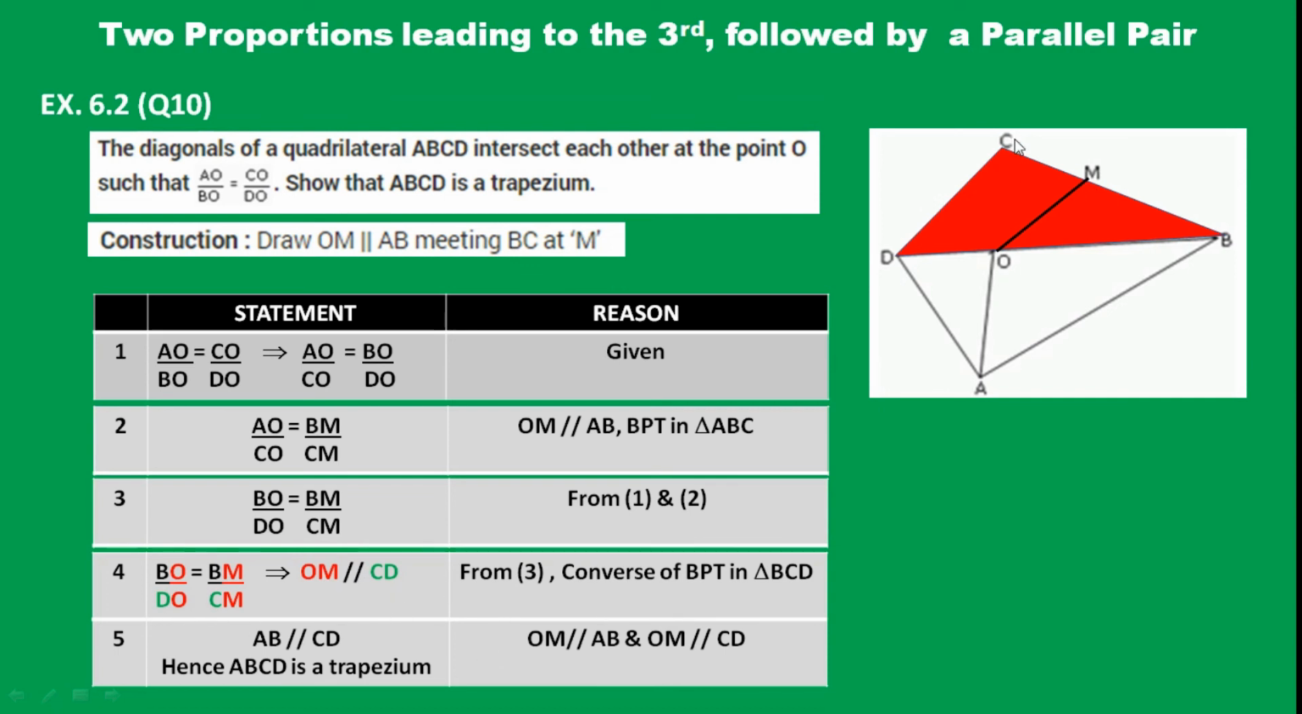Now, OM has become parallel to CD, but OM was already parallel to AB by our construction. Hence, AB becomes parallel to CD. ABCD is a trapezium.